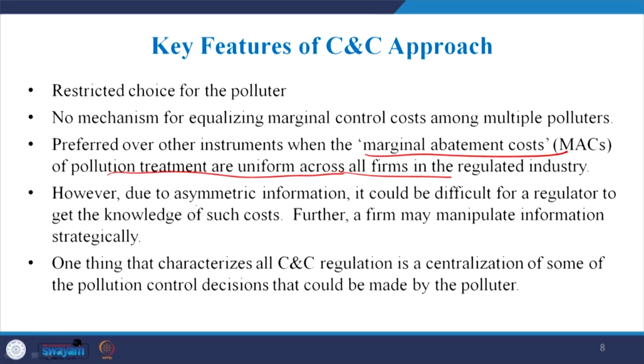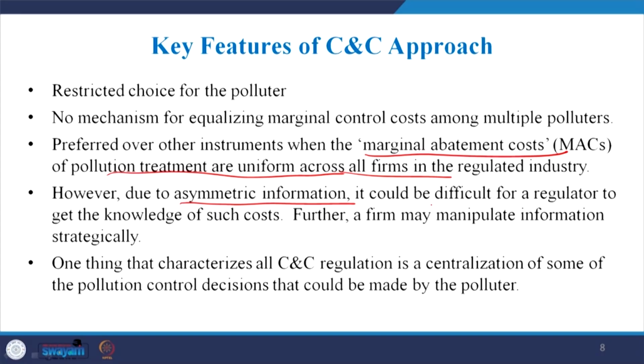However, due to asymmetric information, it could be difficult for a regulator to get the knowledge of such cost. Sometimes information may be manipulated by the company strategically. The companies or polluters may not share the correct information with the regulators, and that is why setting the standard at the level where the marginal abatement cost of all the firms is the same is very difficult, and that is why when standards are set, generally these aspects are ignored by the regulators.